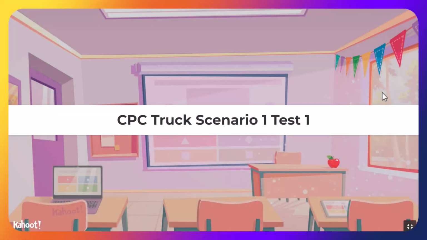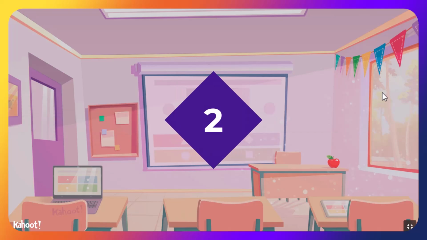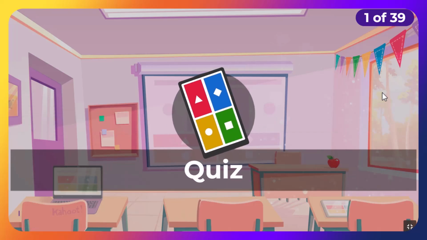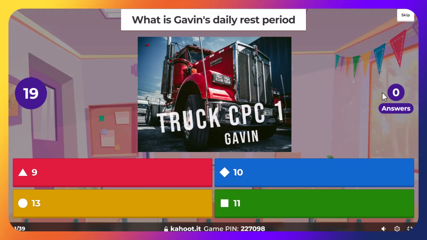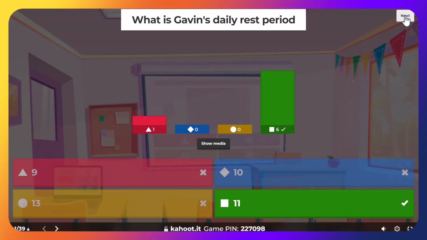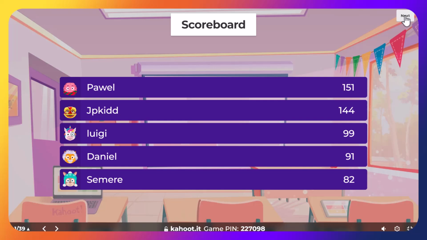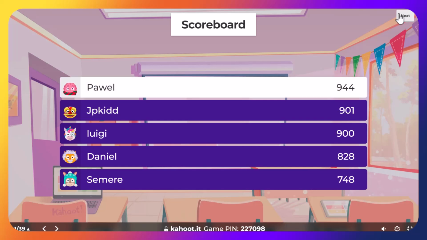CPC truck scenario 1, test 1. This is Gavin. Gavin the Lettuce. Gavin's daily rest period. It's not even specific to the story, we're just using the story to raise questions. This will be question 1. What's the daily rest period? 11 hours. Yeah, good. Whoever said 9, you need to go back and remember I put that rests and breaks into the WhatsApp group. Be very, very familiar with that. Not just for your exams, not just for this course, but that is the kind of information you need to know.